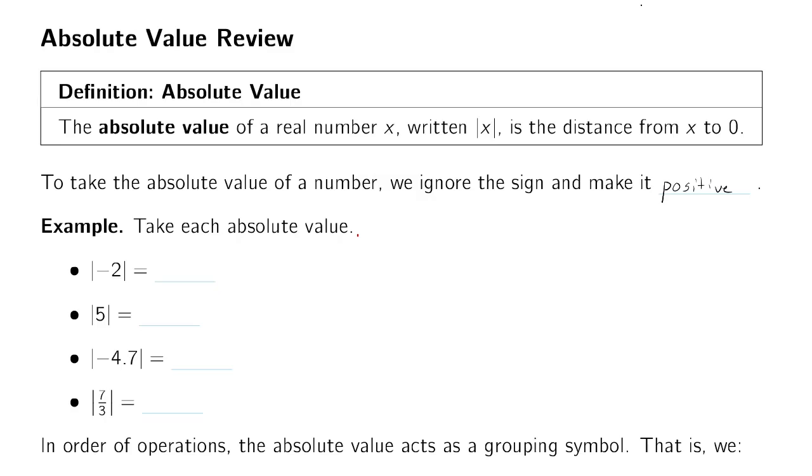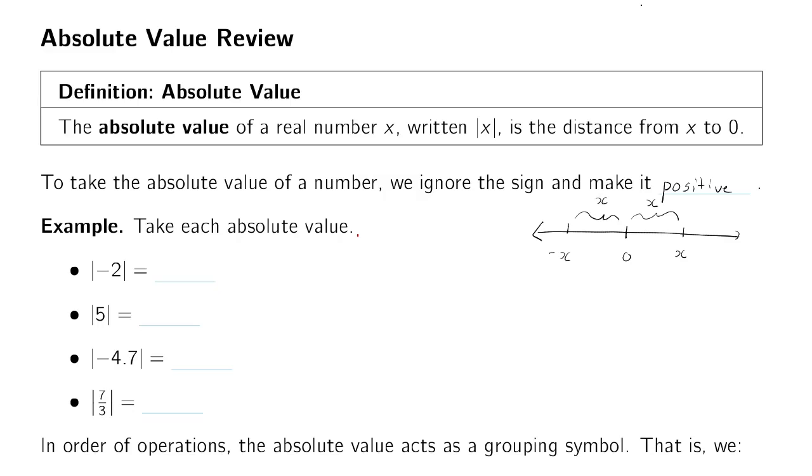So we imagine a number line. Here's 0. Here's some positive number x. And here's its opposite, negative x. And they both have distance x away from 0. So positive x and negative x both have absolute value positive x.